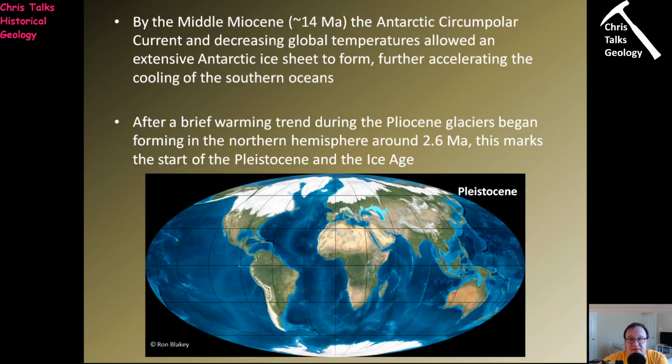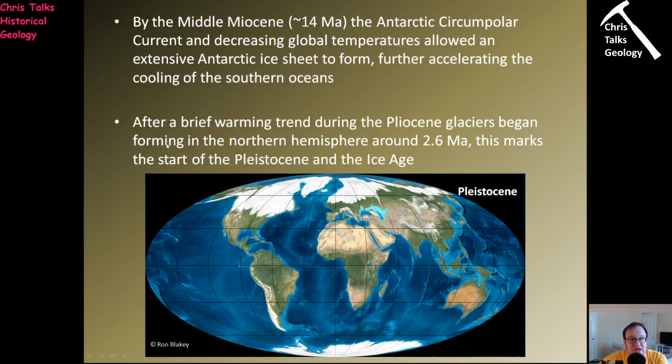So by the middle Miocene, about 14 million years ago, we have the Antarctic Circumpolar Current establishing itself, and we see a decrease in global temperature. Okay, and now this establishment of the Antarctic Circumpolar Current essentially allows the Antarctic ice sheet to grow a bit larger, and this of course will help the colour of the Earth get slightly lighter, meaning more solar radiation will be reflected back into space, so it's going to help cool global temperatures.